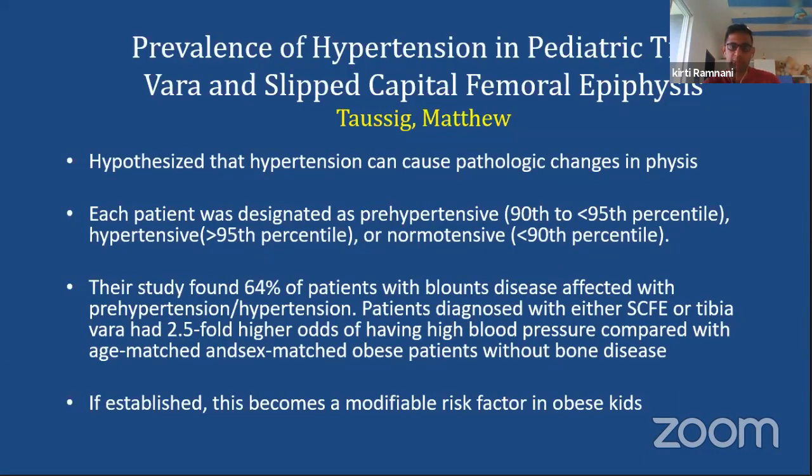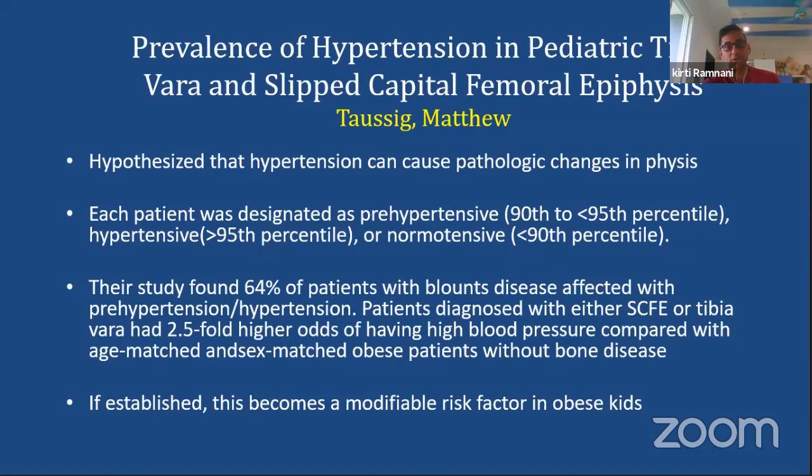When he compared the same population for sex, age, and gender, as compared to the normotensive population, they found 64% of the patients with Blount disease were affected with pre-hypertension or hypertension. And patients diagnosed with either SCFE or tibia vara had 2.5-fold higher odds of having high blood pressure. So this now becomes a very important finding.